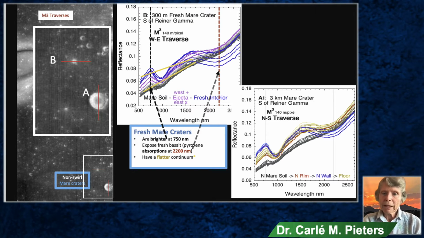Next slide. And the properties for fresh material is that it's bright at all wavelengths, it's bright at visible wavelengths, much brighter than the background soil, which is the dark spectra. But at longer wavelengths, there's pyroxene absorption bands, mineral absorption bands that are very distinctive. And at that wavelength, 2200 nanometers, the fresh material is lower than the background material. This is similar for the larger crater, crater A, and we won't discuss that further.